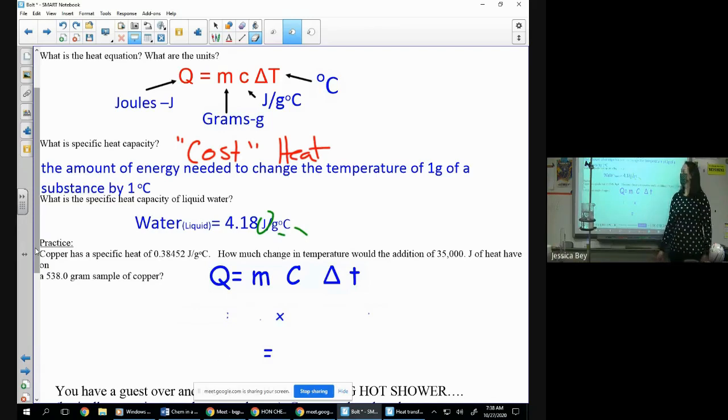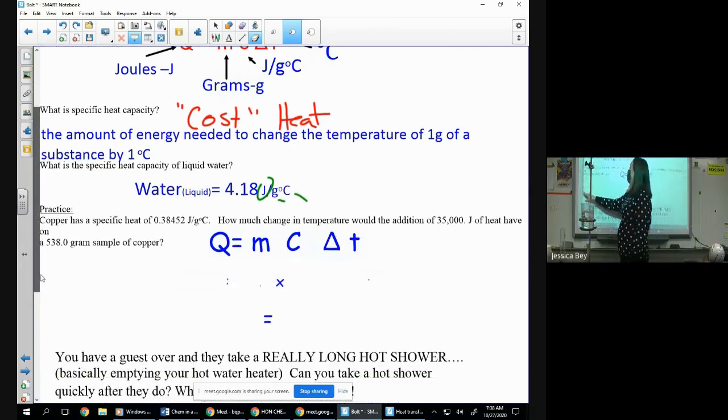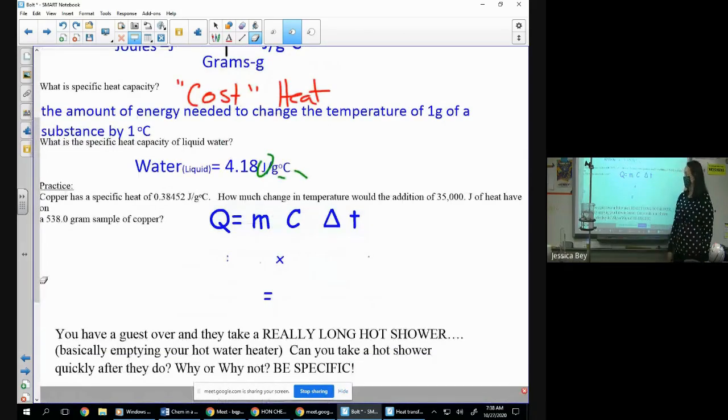Makes life interesting. All right, so the next question, and I'm going to give you time at the end of the period to go back and do worksheet number 1 because we didn't have a lot of time to finish it here. Copper has a specific heat capacity of, that's quite a number, look at all those sig figs, 0.38452 joules per gram degree Celsius. How much change in temperature would the addition of 35,000 joules of heat have on 538 grams of copper?